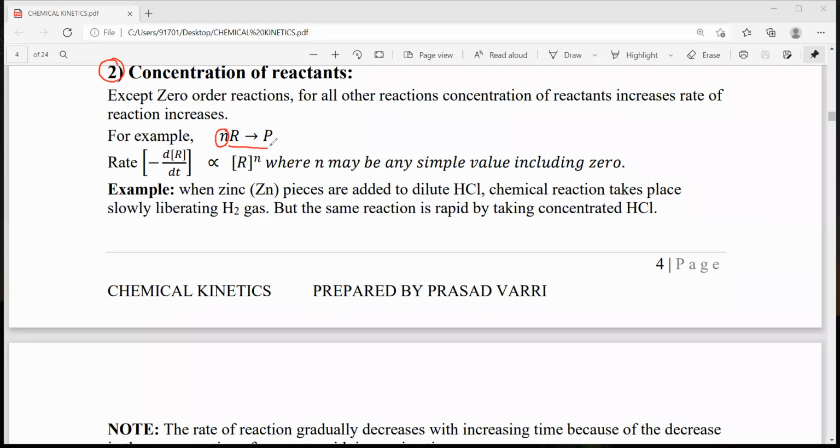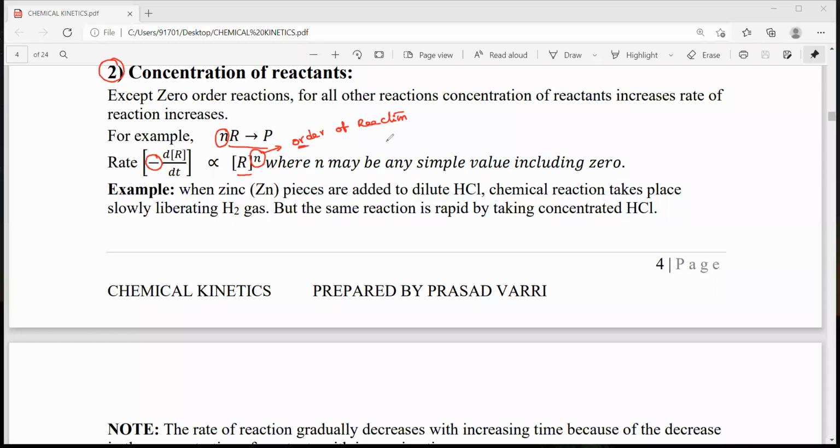For this rate expression or rate law, the rate is equal to minus dR by dt. Generally, we express the rate in terms of the concentration of reactants only. So minus dR by dt with respect to the reactant, the rate is equal to the decrease in the concentration of reactants. That's why we use the minus symbol. So minus dR by dt is directly proportional to the concentration of reactants to the power of n, where n indicates the order of a reaction. Okay, n indicates the order of reaction, dear students.